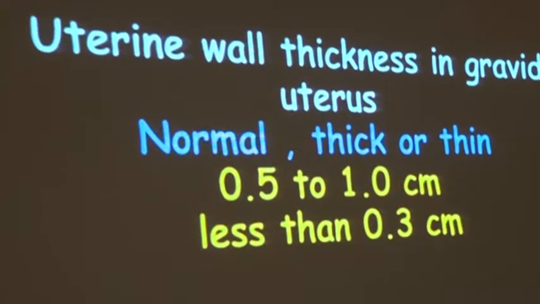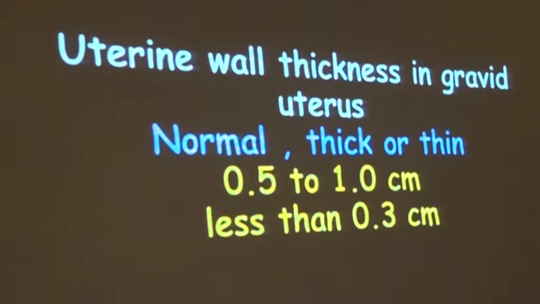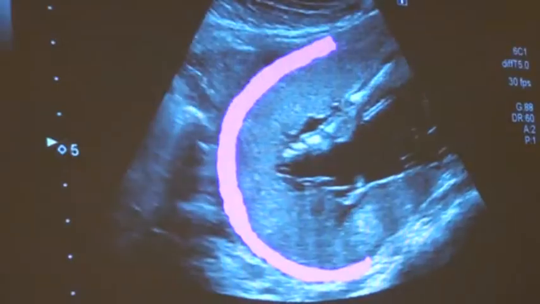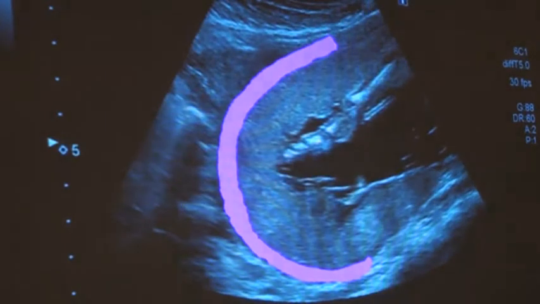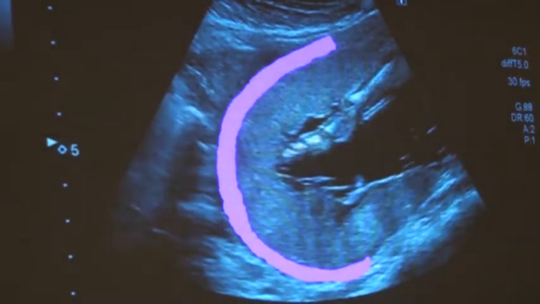I'm talking of uterine wall thickness in gravid uterus. Normal, thick or thin. 0.5 to 1 centimeters is normal, less than 0.3 is something to worry about. What do we mean by that? How many of you measure the uterine wall? Never. I measure in every pregnant lady.